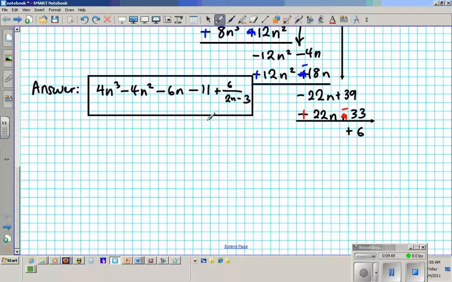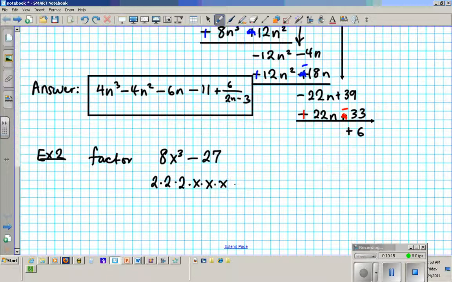on factoring. Example 2. Factor 8x to the third minus 27, right? So this is a cube and this is a cube. Is there anything common? Let's break it down first to see if we can take out anything. So this is 2 times 2 times 2 times x times x times x. If we break down 27, what do we get? We get 3 times 3 times 3. What comes out? Nothing comes out. So multiply them back together.